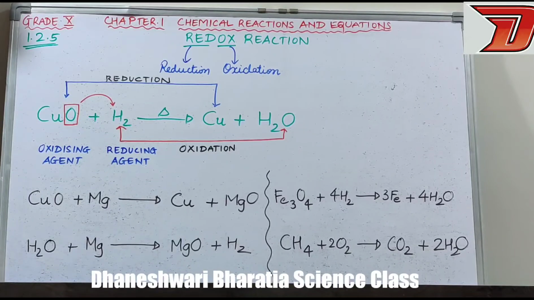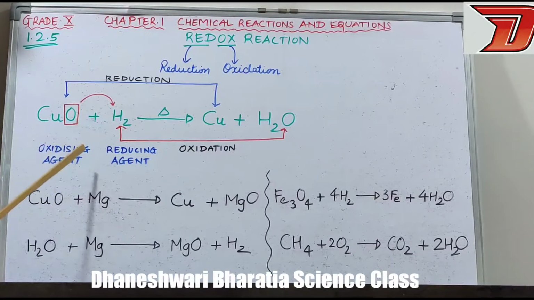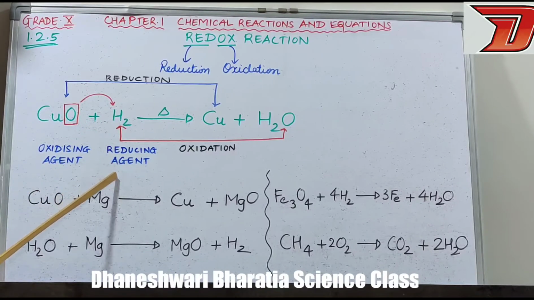Now one thing you have to remember: the molecule or the element which undergoes oxidation. What is getting oxidized here? Hydrogen gas, right? So it is called the reducing agent. This is opposite, very important and a little confusing also. I'll repeat: the molecule, compound or element which undergoes oxidation is known as the reducing agent, and the one which undergoes reduction is known as the oxidizing agent.